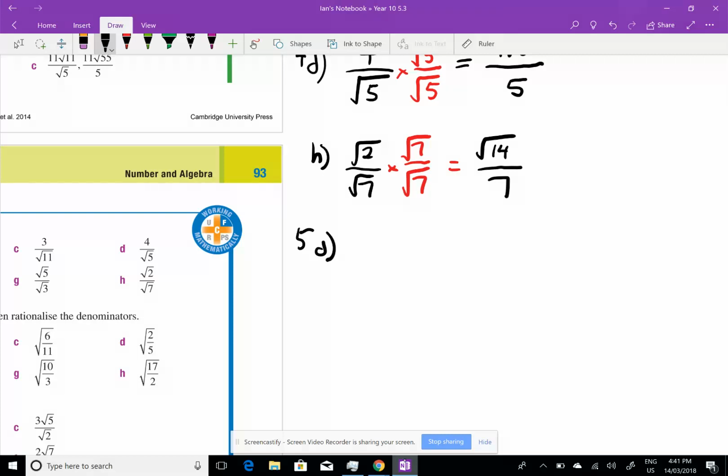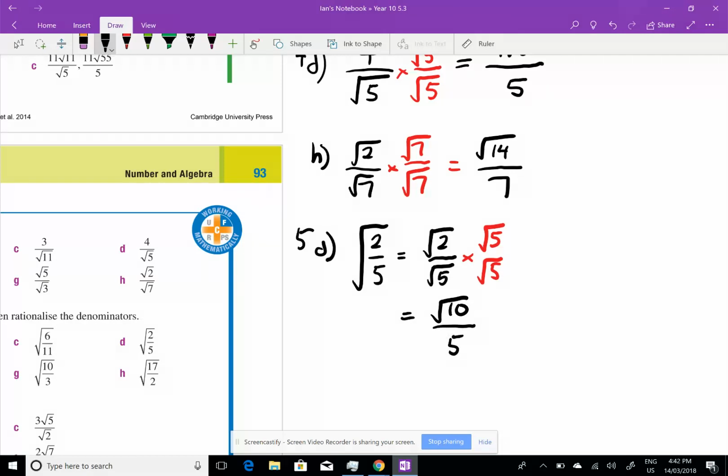Let's have a go at 5. 5D. Well, straight away they make it hard for us. They say, well, root 2 over root 5. And you go, well, I'm too smart for you. I know that root 2 over root 5 is the same thing. And then I multiply by the surd in the denominator. And I get root 10. And root 5 times root 5 is 5. And I don't change anything.